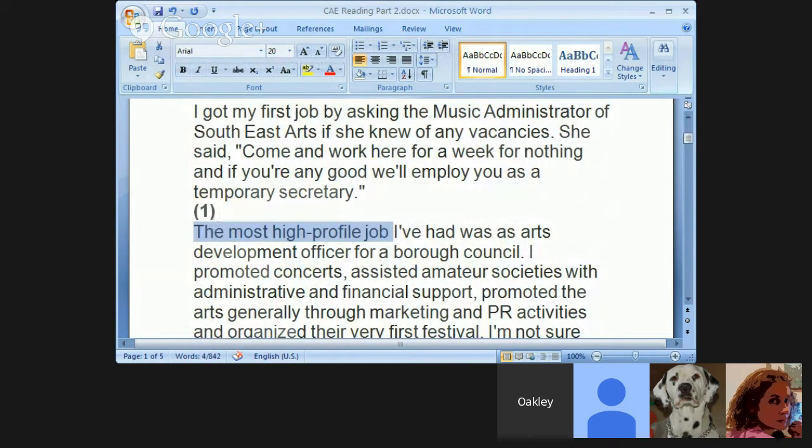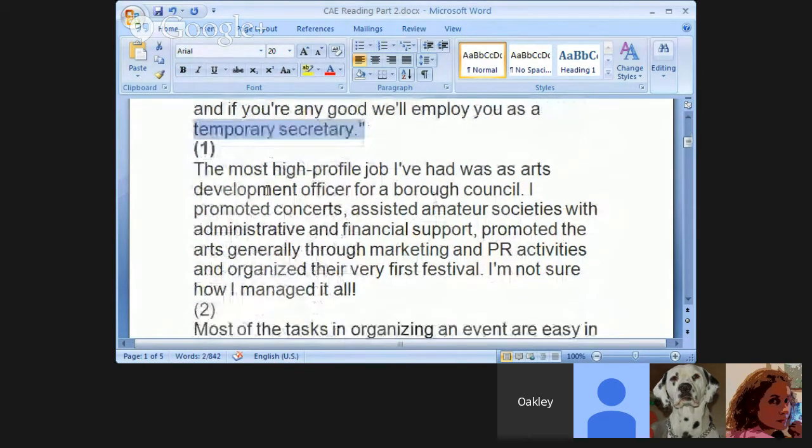Can you guess? Can you make a logical guess, Max, what 1 might be about? Max? Something about his first job. Yeah, which is temporary secretary. Yeah, I think that's very logical.